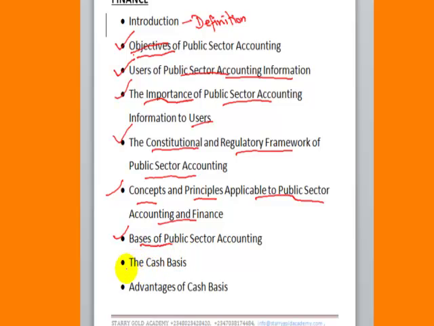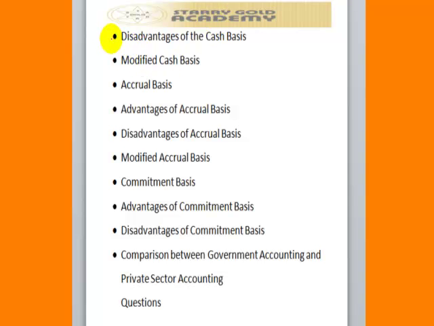Under this basis, we shall look at the cash basis, the advantage of cash basis. Also, we'll look at the disadvantage of cash basis. We'll look at what we call modified cash basis. We'll look at what we call accrual basis, and we'll look at the advantage of accrual basis, disadvantage of accrual basis. We'll also look at another basis known as modified accrual basis. And finally, we are also going to look at commitment basis.